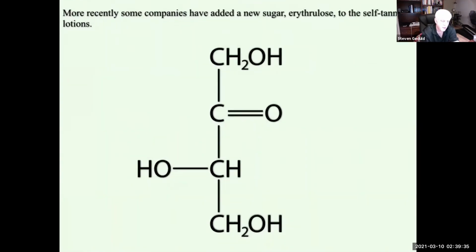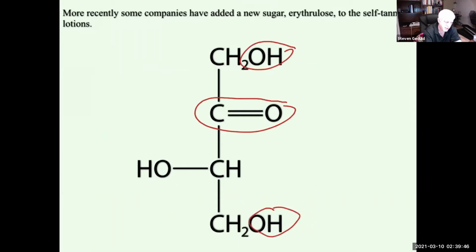Most recently, companies added a new sugar called erythrulose to the self-tanning lotions. And again, this is really similar. Here's your carbonyl group. Here's your two OH groups for the DHA. And now they added this one. So they added another sugar to it. They added a third OH group. This makes the lotion much more penetrating.